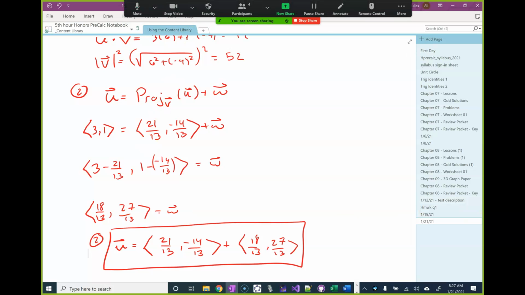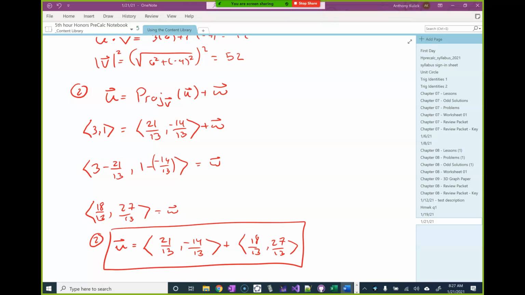Okay. Does that feel okay? Nothing too tricky there, right? At least from a computational standpoint. Let's do some story problem examples to show you how we can incorporate this idea of a vector projection into a story problem situation and what that's going to sound like.